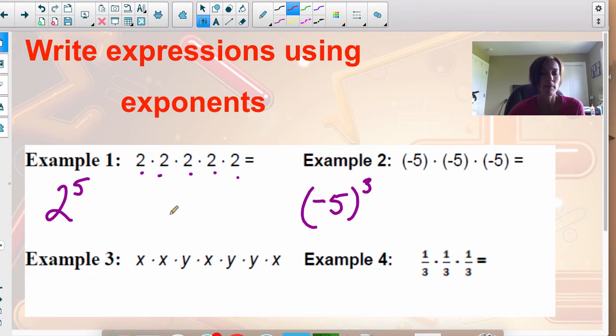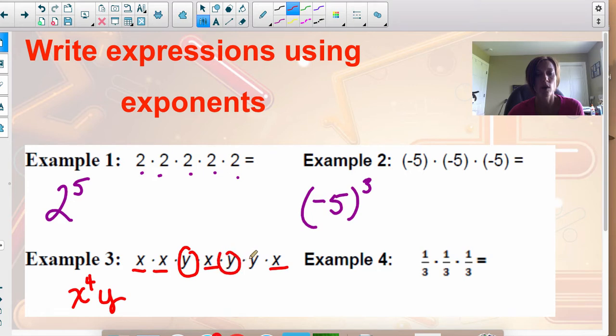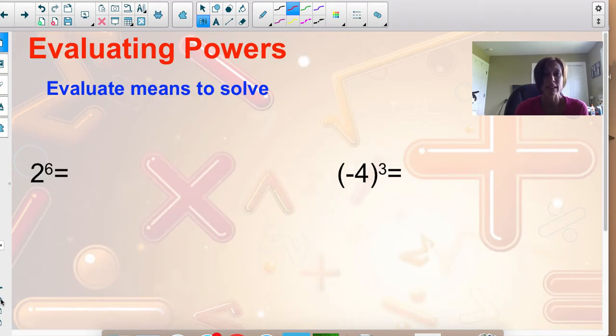We've got a mixture of x's and y's going on. We've got to make sure we count the x's when we write x to the 4th power, and we have y to the 3rd power. So x to the 4th, y cubed is example 3. In example 4, they got a fraction. We're going to go ahead and put that in parentheses. 1/3 is our base, and it's repeated 3 times, so (1/3) cubed is example 4. All right, easy warming up.